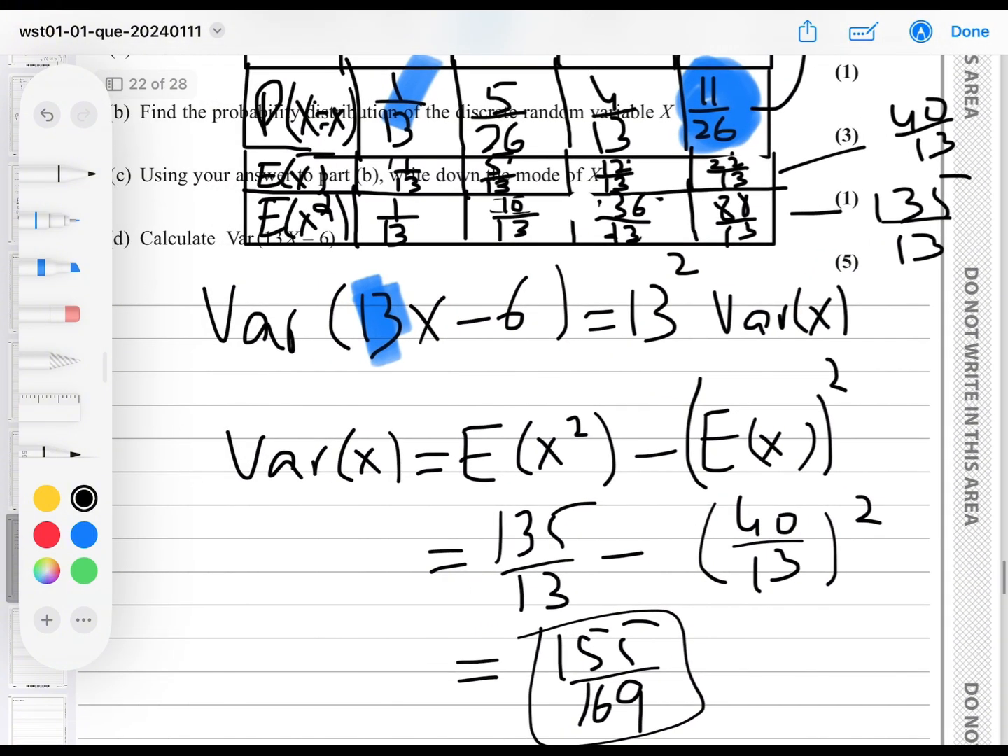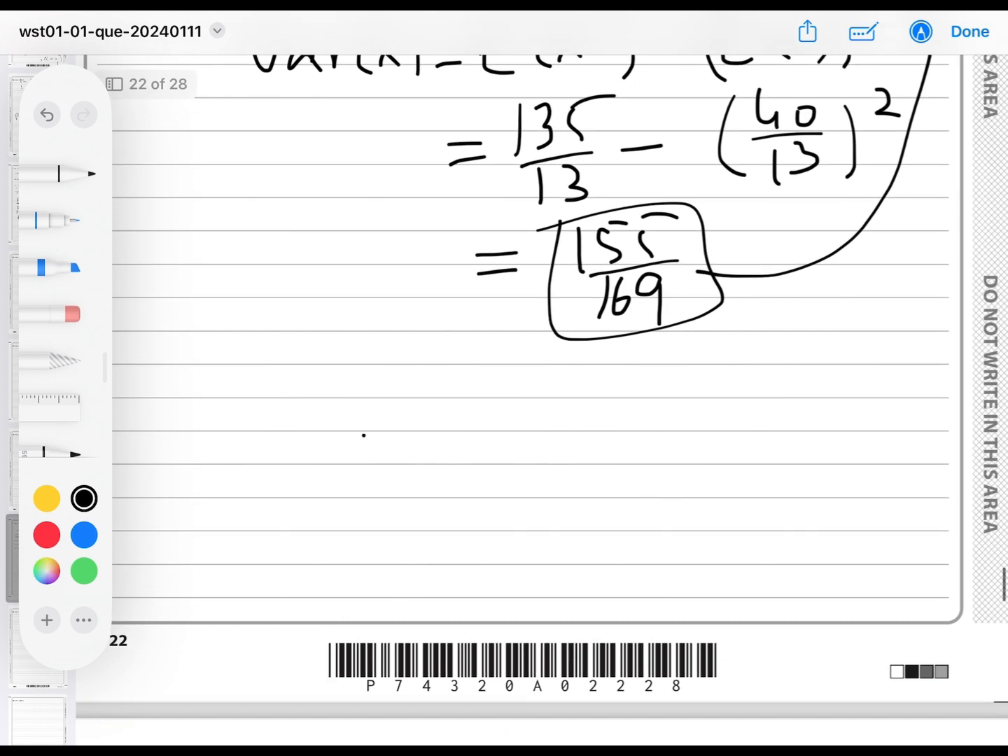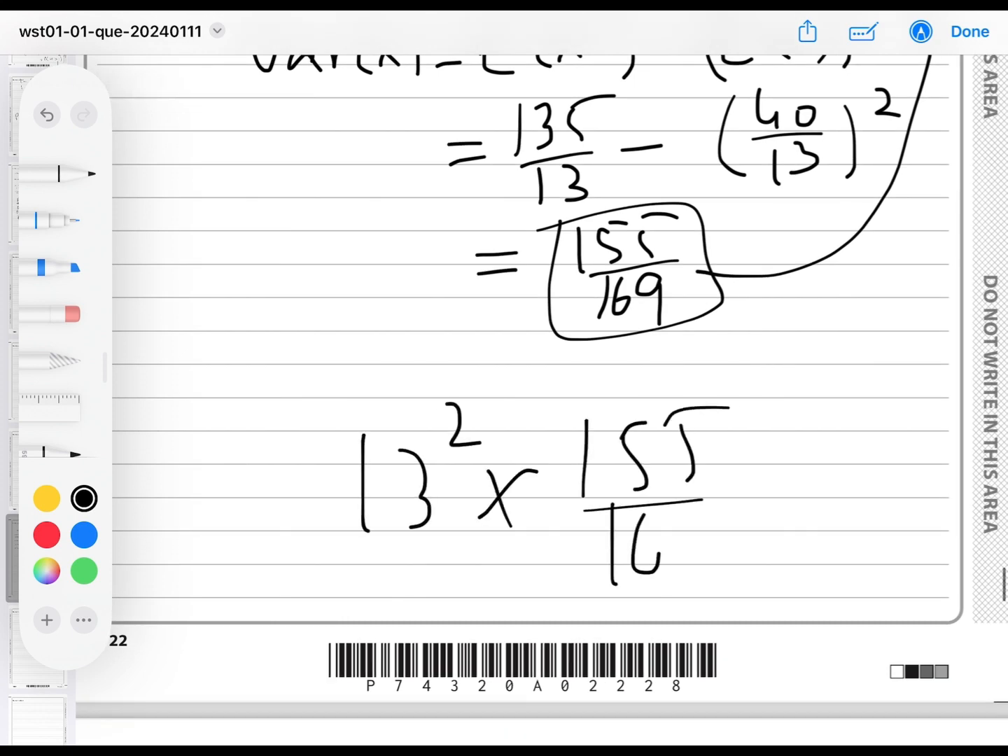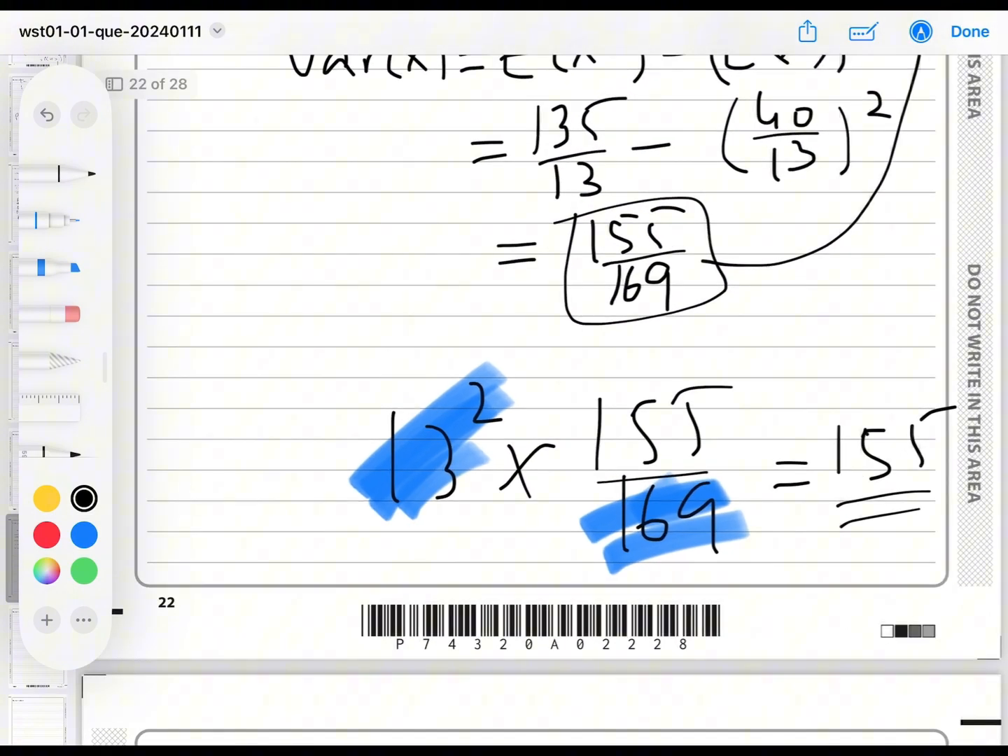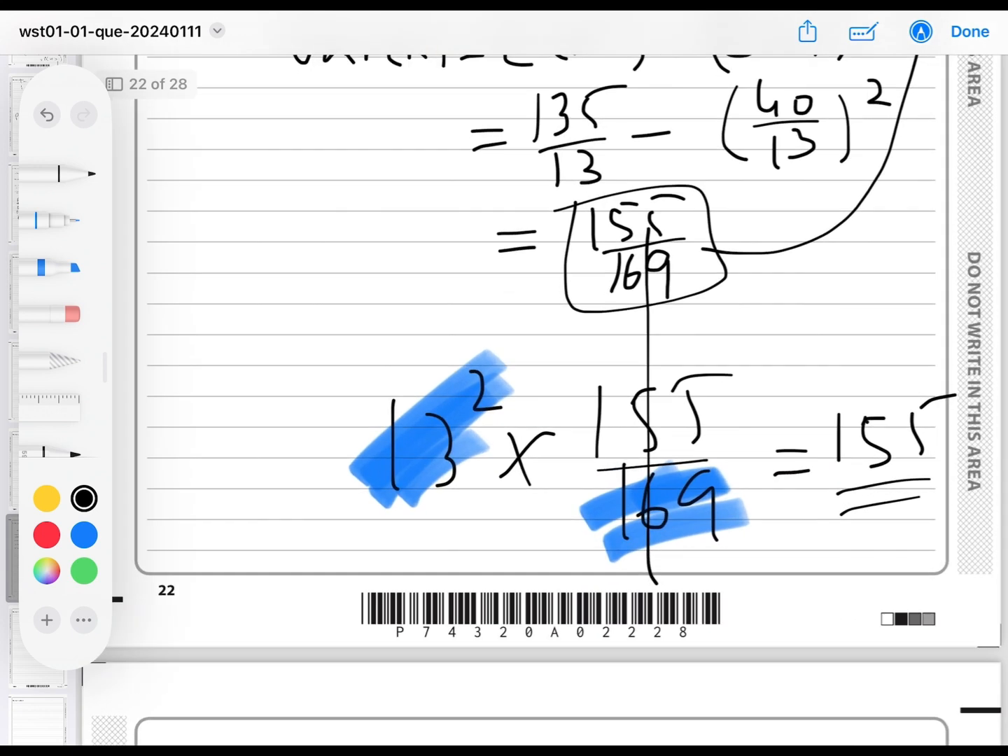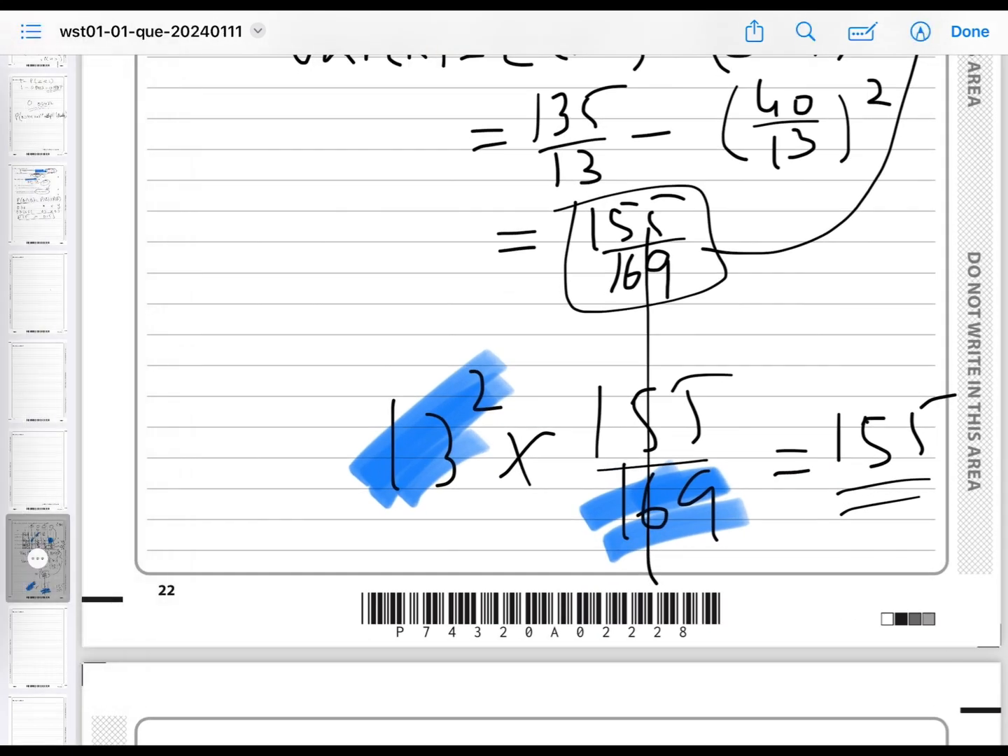Now I'll put the variance here. So 13 square into the variance. We know that 13 square is 169, and the 169s will cancel with each other, and the answer is 155. So this question is done. We're done with question number 7. Now moving towards the last question.